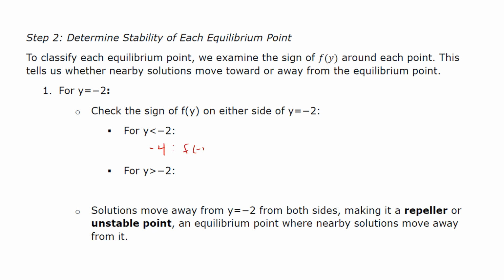So f of -4, we would substitute into our function: -4 times (-4 minus 1) times (-4 plus 2). And when we simplify this, we will get -40. Okay, so we chose a value that's less than -2, so we chose -4, substituted it into our function, and we got a negative value. So that means f of y is less than 0, so it is negative.